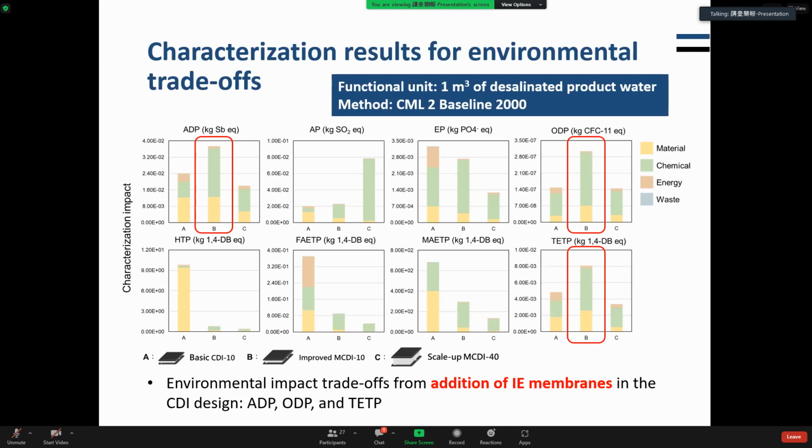If we take a closer look at the correlation results for these environmental impacts, we see that for most of the impact categories, they follow a similar trend to the carbon dioxide emissions as well as the total impact results. But we do observe some trade-offs: when we change from the original CDI to MCDI, the addition of the membrane increases the total impacts in terms of abiotic depletion potential, as well as the ozone layer depletion potential and the terrestrial ecosystem potential. So the addition of the membrane, in order to increase the performance of the CDI, leads to possible trade-offs in terms of the environmental impacts.